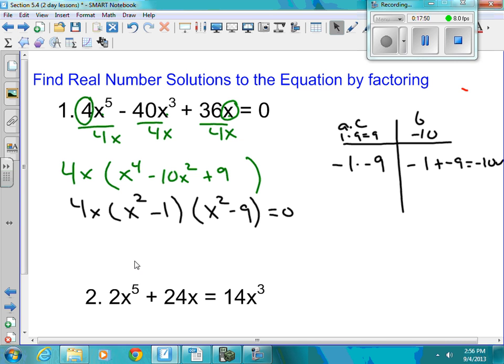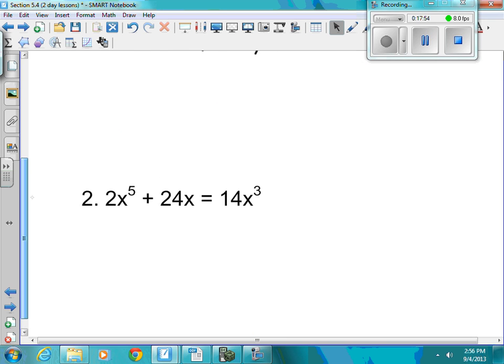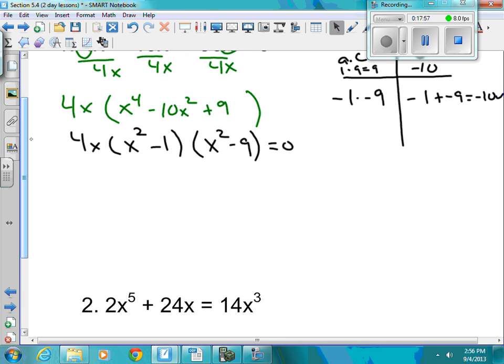Can we factor any further? Now, if you solve by square roots, you wouldn't have to go any further if you didn't want to. You could do x squared minus 1 equals 0, x squared minus 9 equals 0. Let's just practice our factoring here. Can we factor x squared minus 1? Is it a difference of squares pattern?